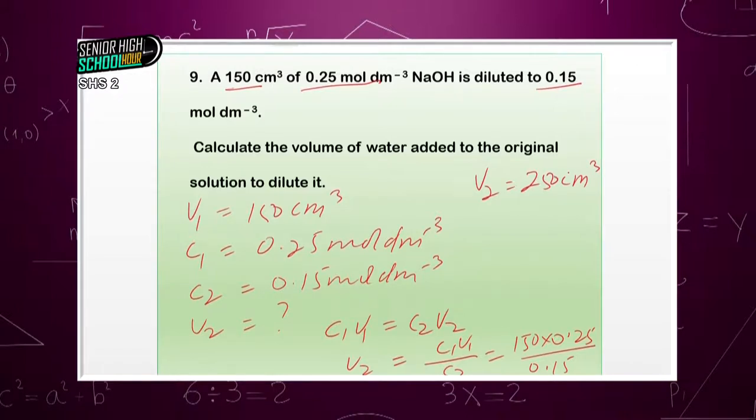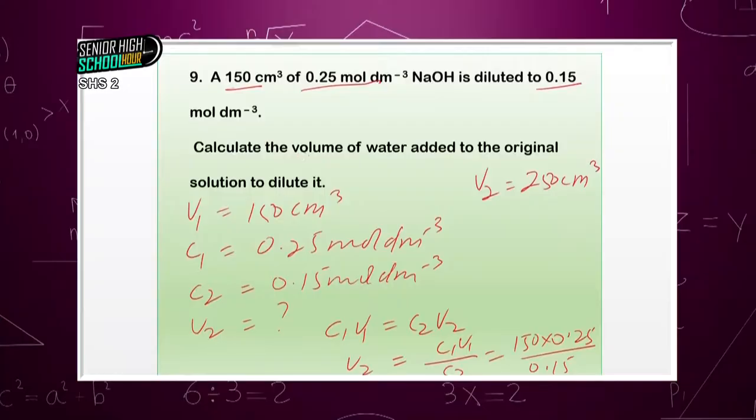Is our answer reasonable? Yes, it's reasonable because the diluted concentration is less than the initial concentration. That is, concentration 2 is less than concentration 1. That should tell us that the volume has increased by adding water. That is why the question says we should find the volume of water added. The initial volume, 150, has been topped up with water, so the difference will give us the volume of water.